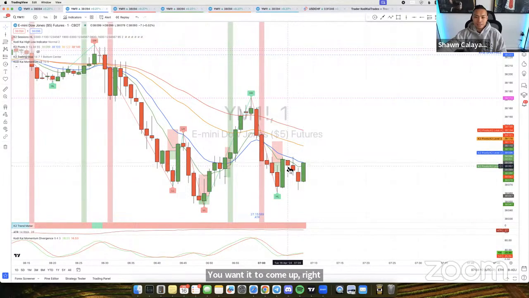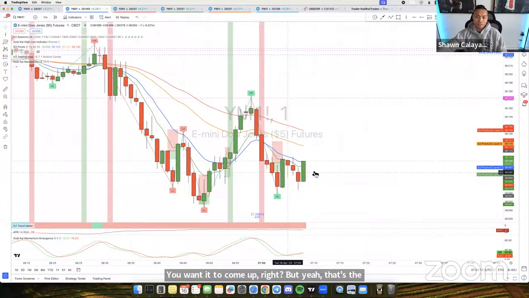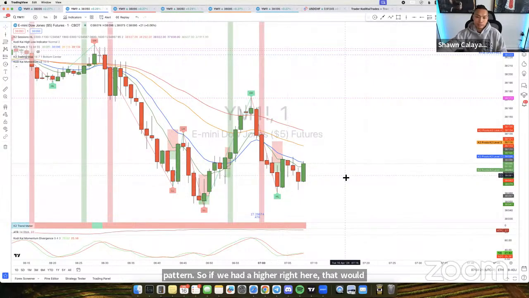But yeah, that's the pattern. So if we had a high right here, that would be a CV entry. So good eye for that. You just need to make sure that it's a high because you don't want to just take every single time that it comes up. Basically, the CV entry is like an opposite engulfing.